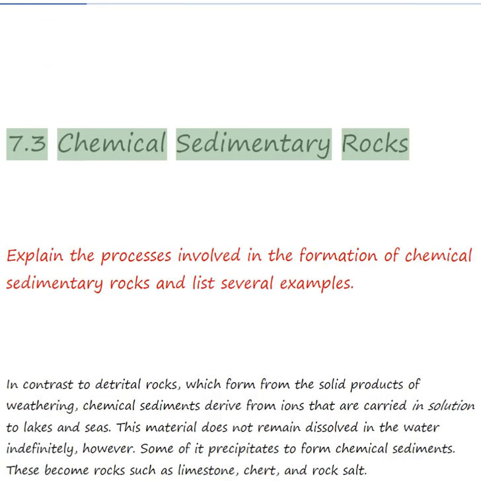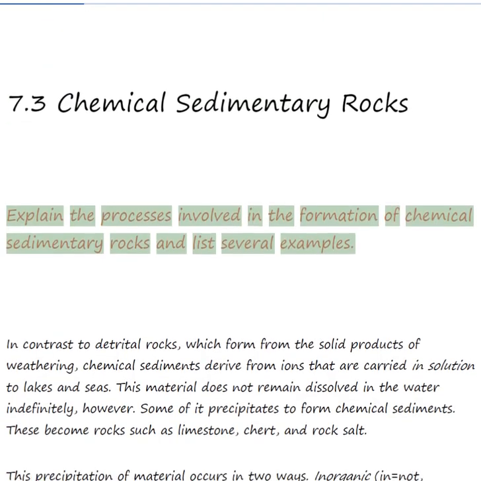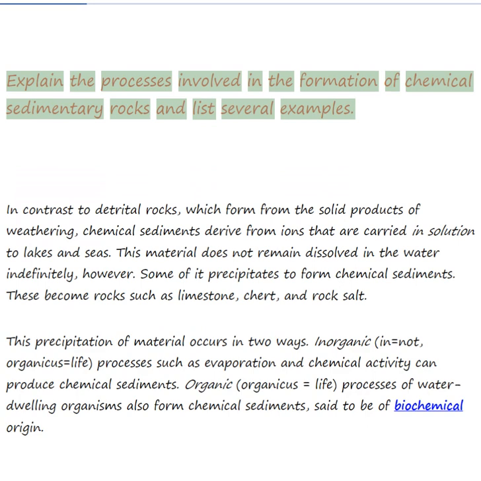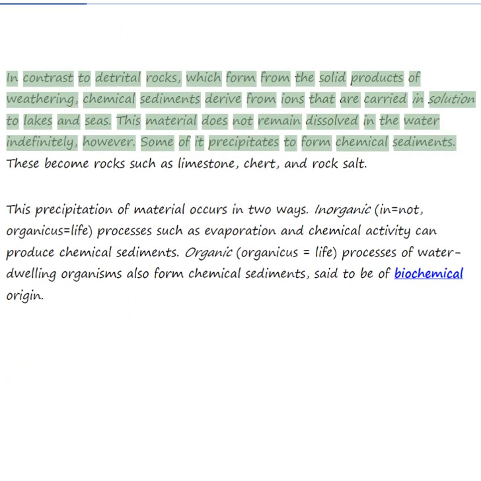7.3 Chemical sedimentary rocks. Explain the processes involved in the formation of chemical sedimentary rocks and list several examples. In contrast to detrital rocks, which form from the solid products of weathering, chemical sediments derive from ions that are carried in solution to lakes and seas.